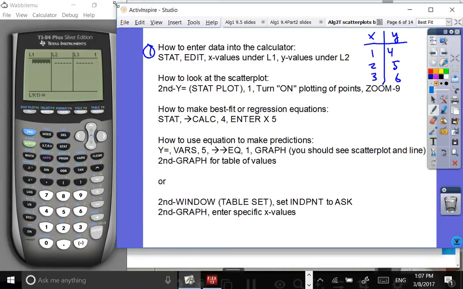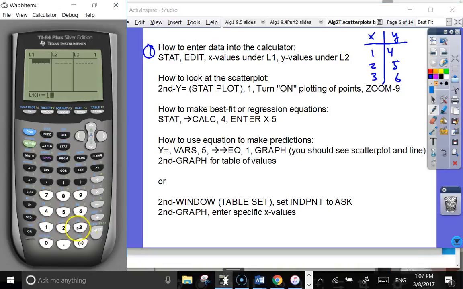I think that'll work. So enter them in. 1, enter. 2, enter. 3, enter. 4, oops, sorry, that was wrong. Delete. Right arrow. Okay, 4, enter. 5, enter. 6.